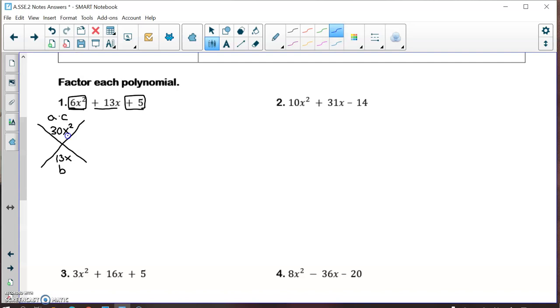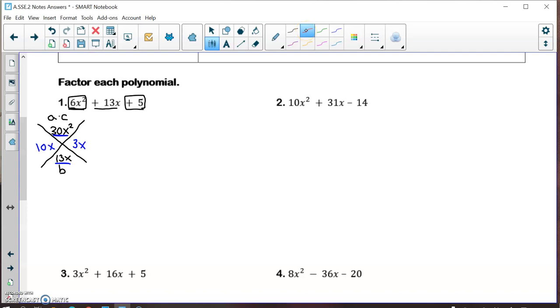I need two terms that, when multiplied together, equal a 30x squared, but when added together equal a 13x. Well, that's going to be a 10x times a 3x gives you a 30x squared, and a 10x plus a 3x gives you a 13x. So those are your two numbers here.